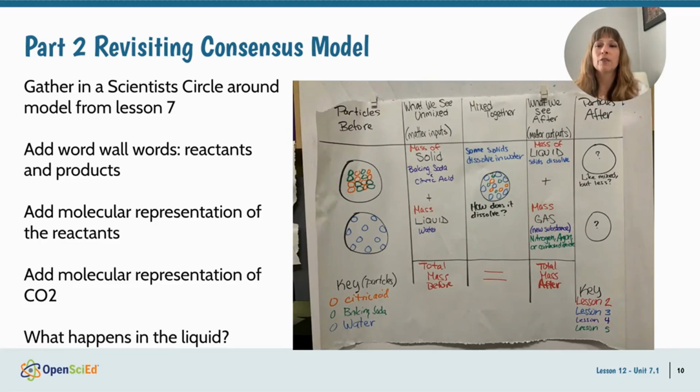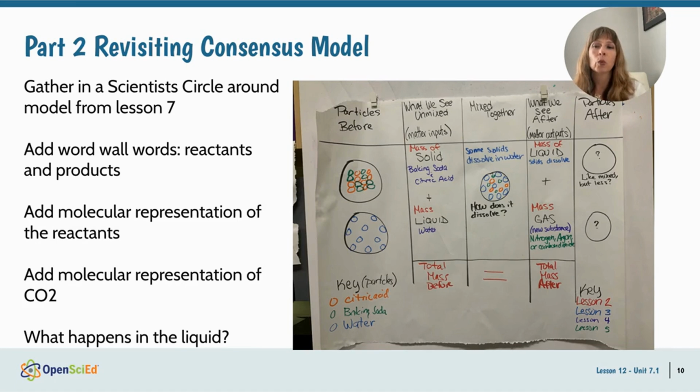This lesson starts off with students comparing models that they created in lesson 9. Now, here we are in part 2 of this lesson, and we're sitting in a scientist circle with those models, ready to create a class consensus model, looking at the model here that we made in lesson 7. You can see that here on the slide.